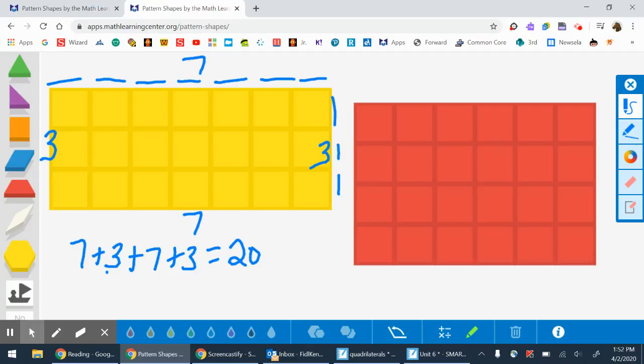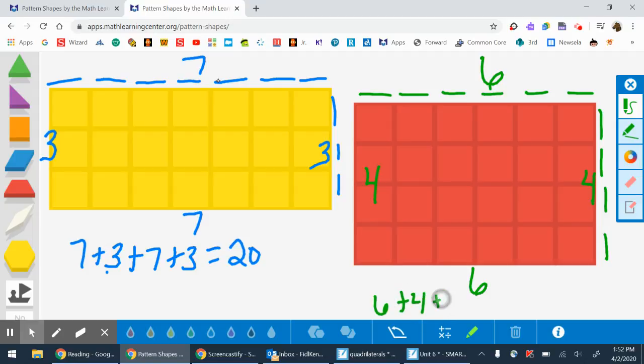All right, if we look at the last one, we have my red one. My dimensions are 1, 2, 3, 4, 5, 6. So this side is 6. Then 1, 2, 3, 4. So to find the perimeter, I can go 6 plus 4 plus 6 plus 4. 6 and 4 once again is 10, and 10 and 10 is 20. So all 5 of my arrangements have a perimeter of 20. Hopefully you were able to come up with 3 different arrangements out of the 5.